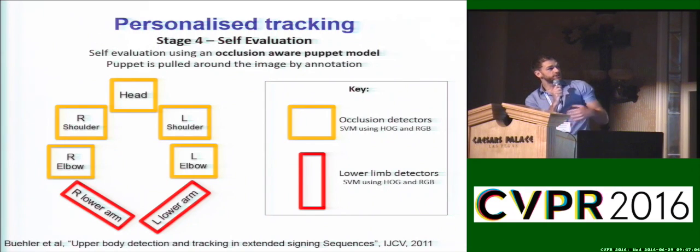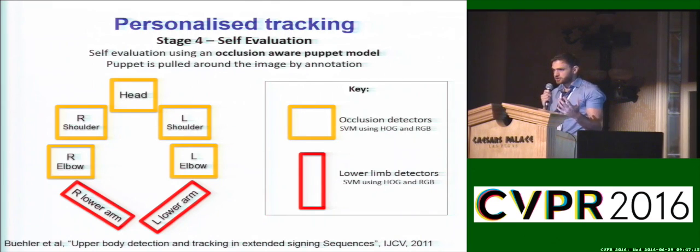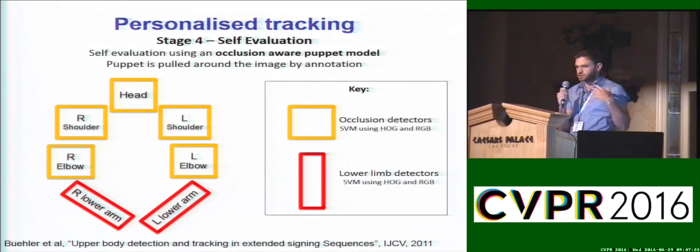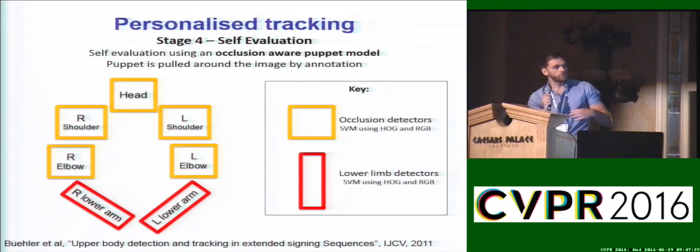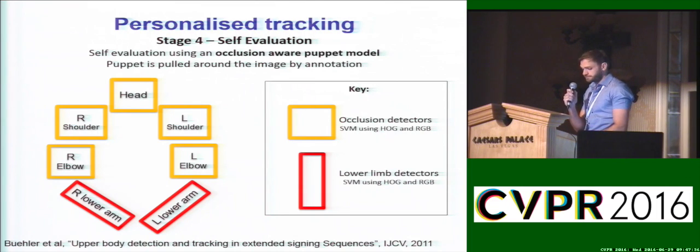The self-evaluation stage, I mentioned we use an occlusion-aware puppet model. This model is pulled around the image space according to the current annotation, and it's used to evaluate the underlying annotation and remove it if it's incorrect. It consists of a number of body part templates. There are lower limb templates which are trained to detect whether the wrist and elbow locations are incorrect, and there are occlusion detectors for the head, shoulder and elbows, and these are used to detect self-occlusion at those body parts.